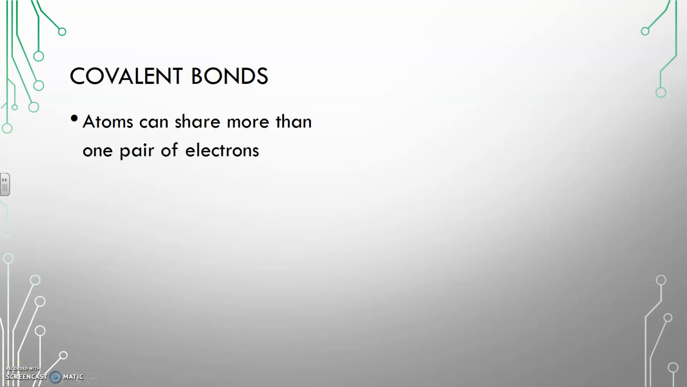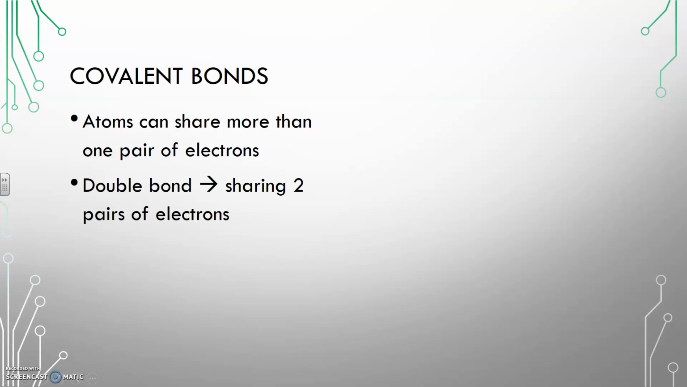So generally you see covalent bonds just sharing two electrons, so one pair of electrons. But you can actually see what are known as double or triple covalent bonds. So this is where they're sharing more than one pair of electrons. Again, remember it's always a pair. So a double covalent bond shares 4 electrons, and a triple covalent bond shares 6.